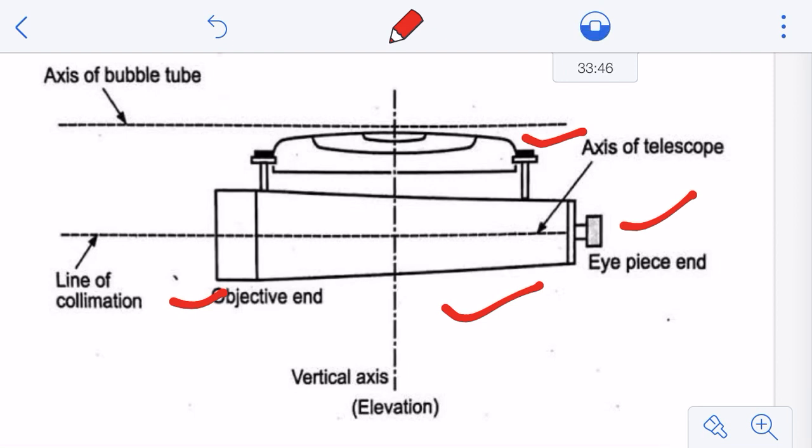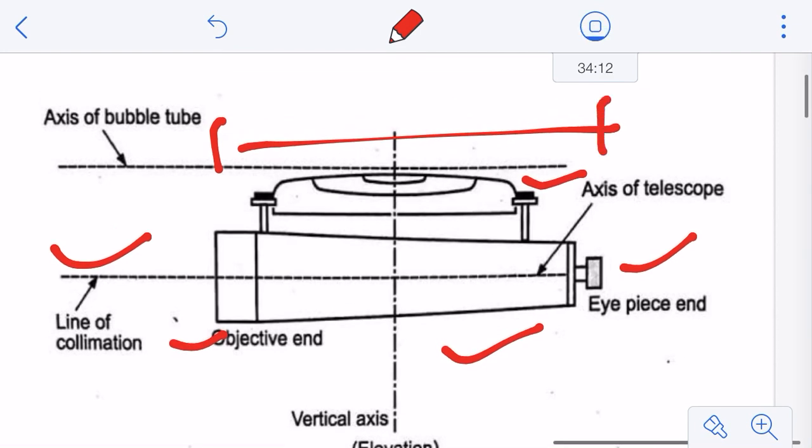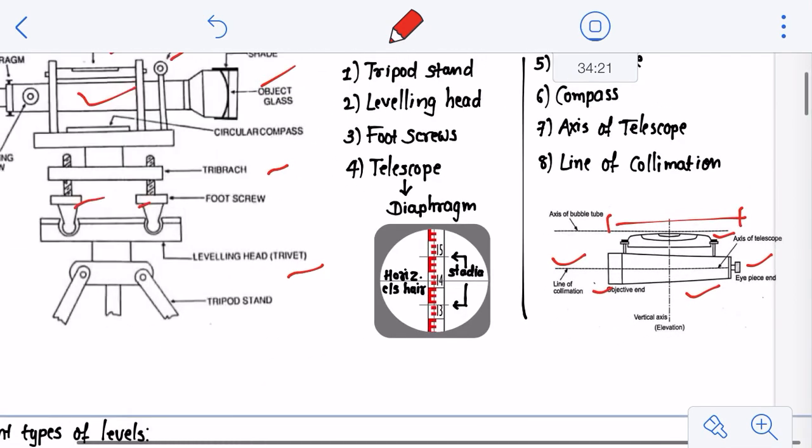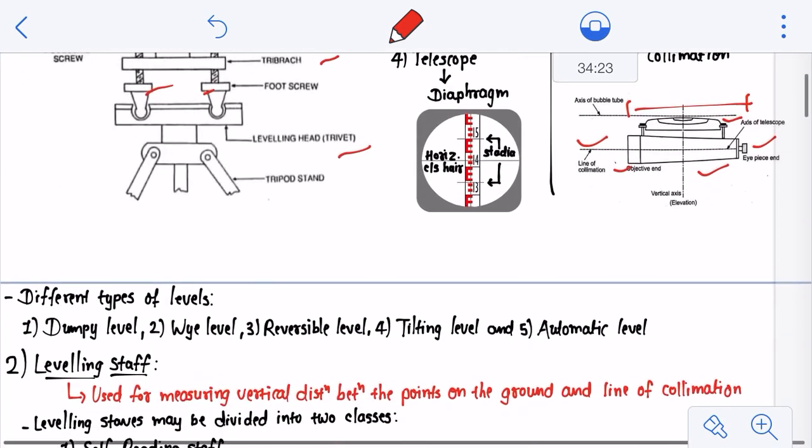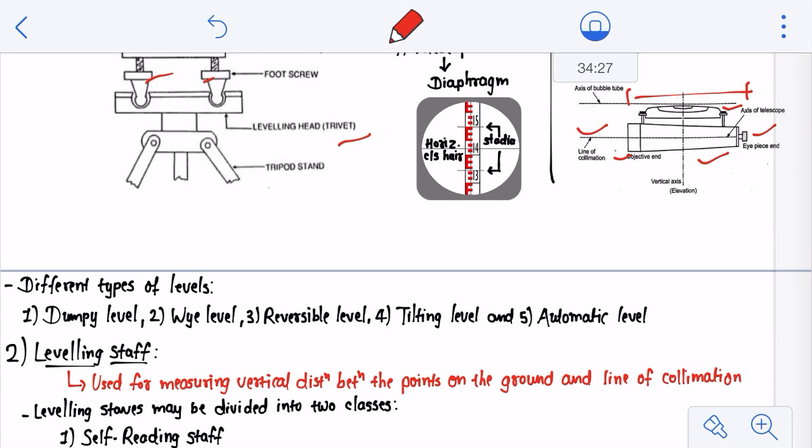And the imaginary line passing through the intersection of the crosshairs at the diaphragm and the optical center of the object glass, and its continuation, that means it continues until it meets your object, is termed as the line of collimation. So this is the line of collimation, and if you consider the axis from this center to this center, it is simply termed as your axis of bubble tube, right? This is how these two different things, the axis of bubble tube and the line of collimation, are to be understood. Right, so this was all about the different components of this instrument, and this was all about the first instrument which is used.